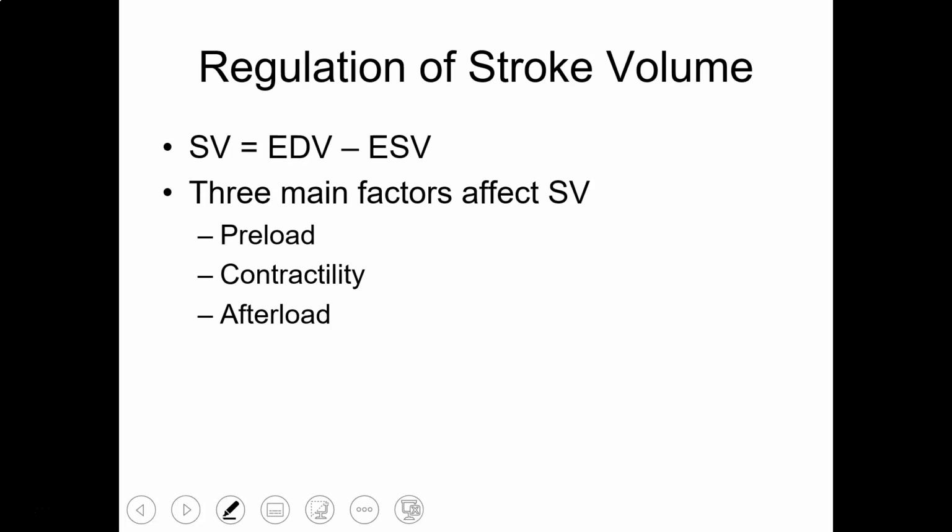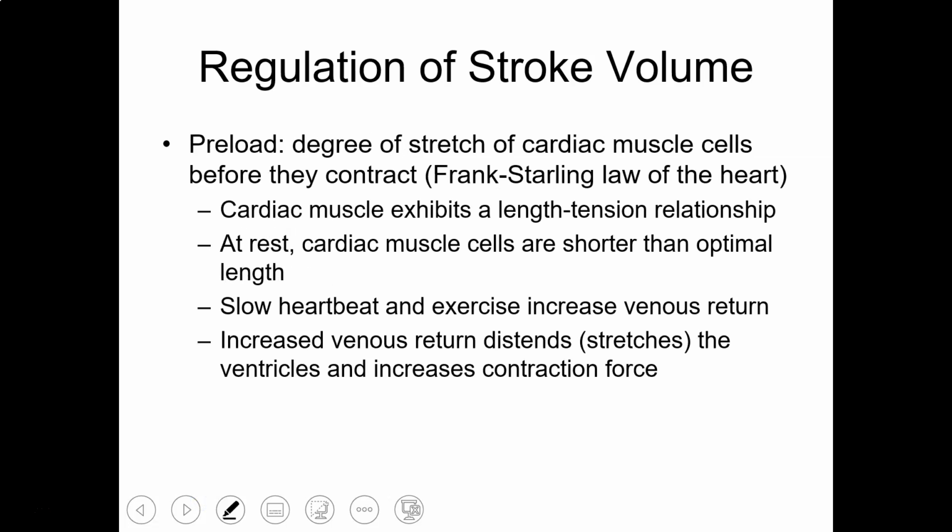All right, let's do this. Preload, technically, is the degree of stretch of cardiac muscle cells before they contract. The Frank-Starling law of the heart tells us that increased stretch of cardiac muscle increases the force of cardiac muscle contraction. In English: if you stretch out heart muscle, it contracts with more force.